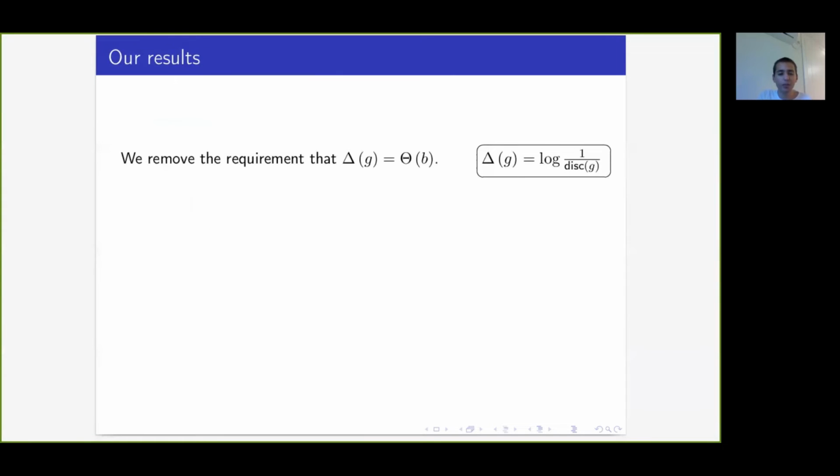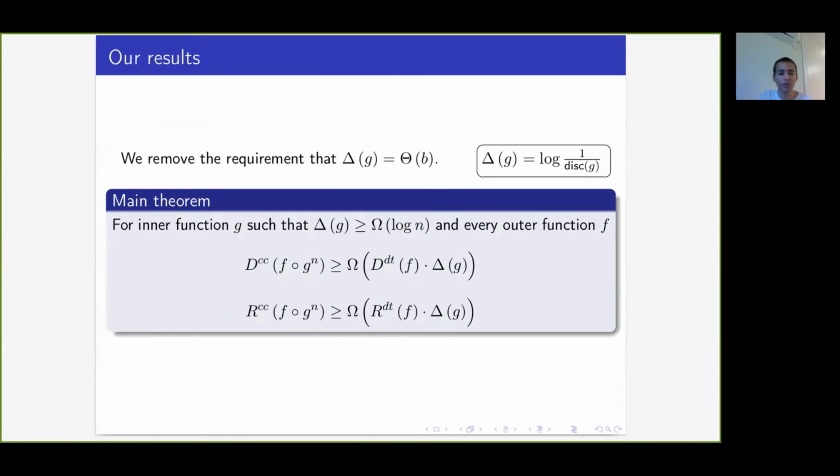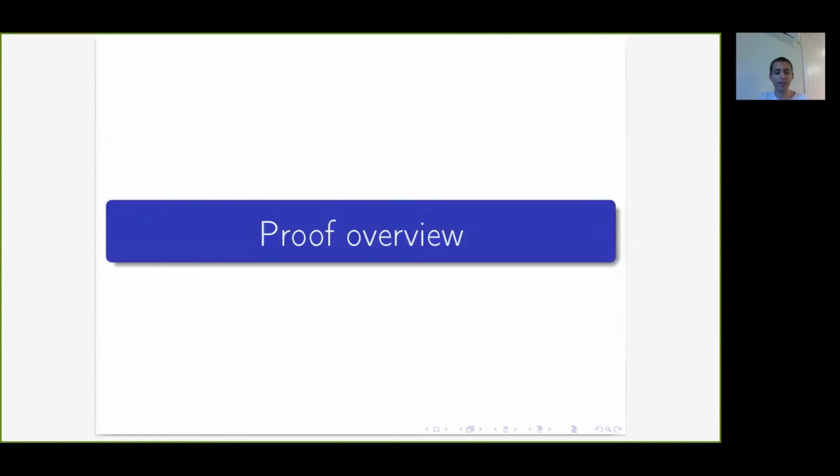Our work followed that work and generalized the results. In our work, we removed the requirement that delta of G is theta of B. Our main theorem holds for all inner functions with delta of G that is at least log of N, and in particular is independent of the input length B. Thus, for any such G and any F, we get that the communication complexity of the lifted problem is at least the query complexity of F times delta of G. In the rest of the talk, we'll discuss some of the main ideas of the proof.